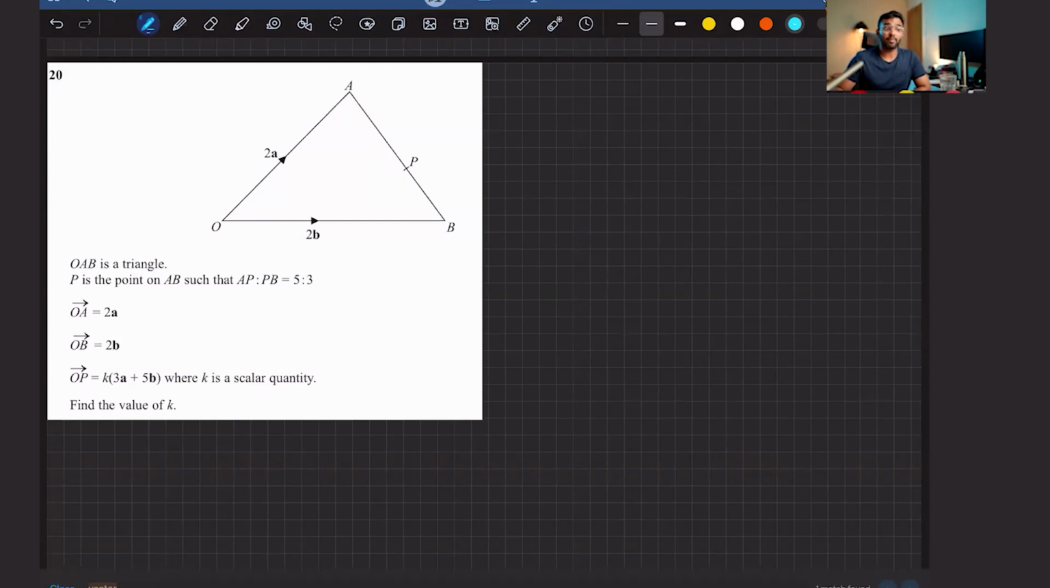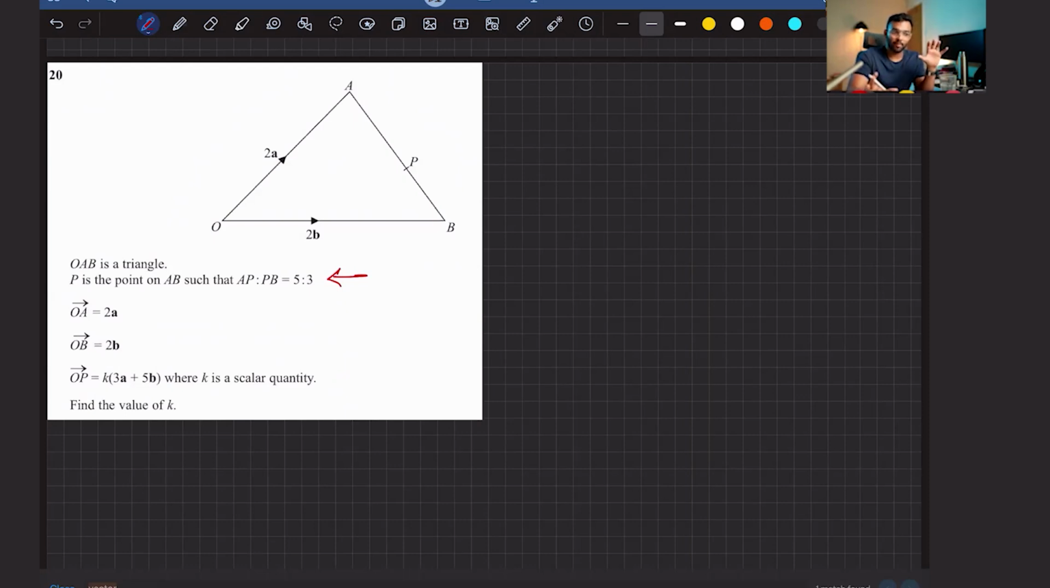Yes, this can be in a non-calculator. This one is on a non-calculator paper. All right, let's have a quick look at this triangle. Now, I want you guys to talk me through this question. OAB is a triangle, as you can see. OA is 2a, OB is 2b, and it says right there, P is the point on AB such that AP to PB is 5 is to 3.